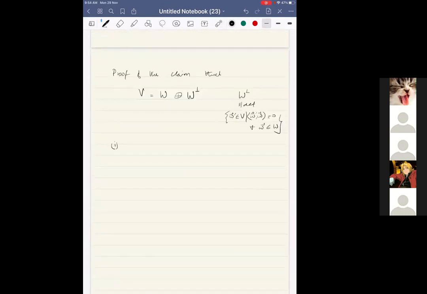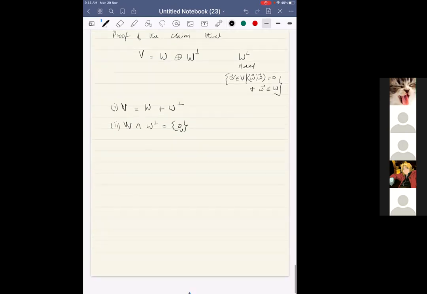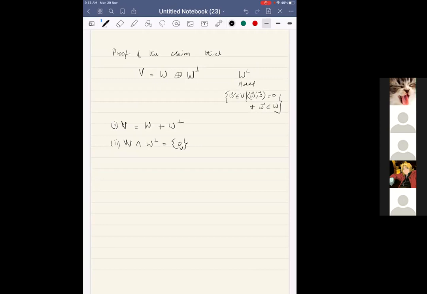There are two parts to this claim. One: V is W plus W perp. Two: the intersection of W and W perp is 0. So every vector in V can be written as a sum of a vector in W and a vector in W perp, and the intersection of W and W perp is 0. So first, the proof of 2.